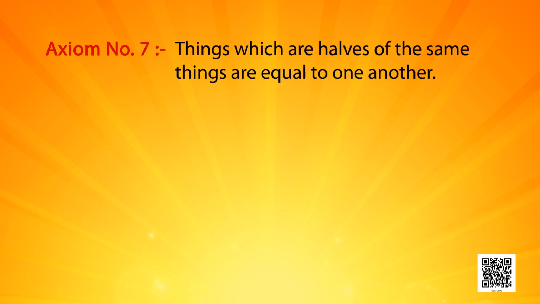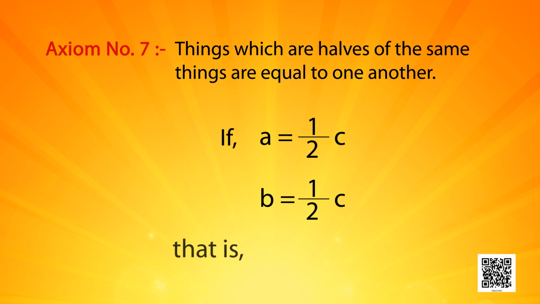Now, let's see Euclid's seventh axiom, which says things which are halves of the same things are equal to one another. See, if A equals half of C and B equals half of C, that is A and B both are equal to half of C, then A will be equal to B. This was Euclid's seventh axiom.